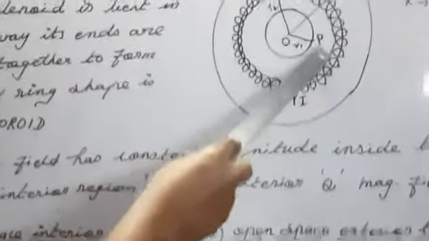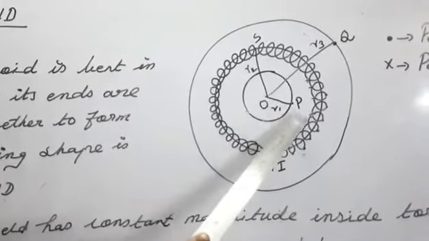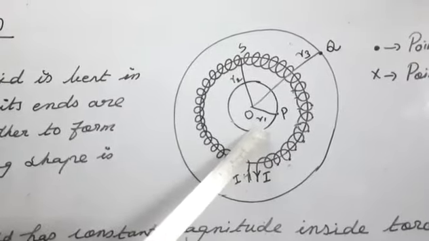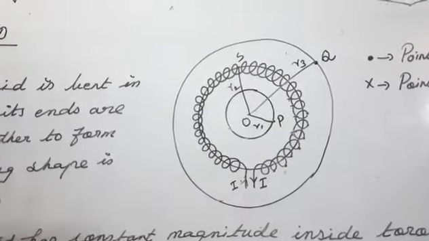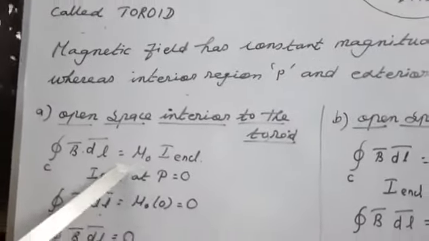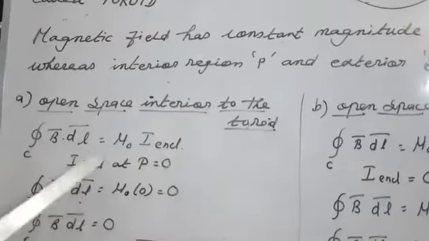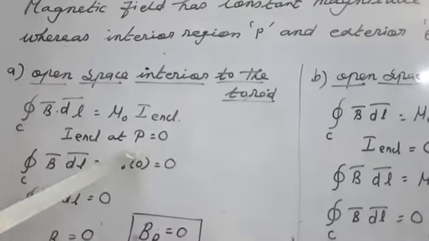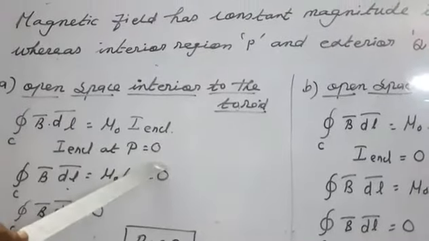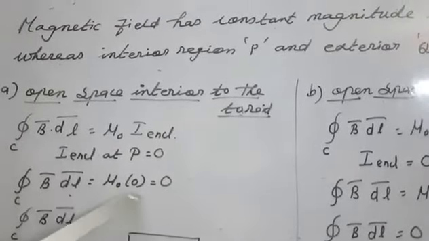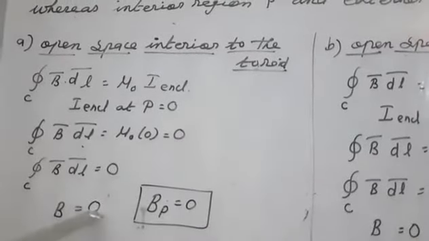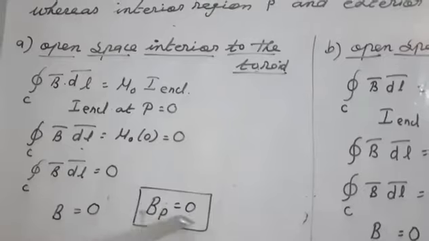At this point we can consider a loop. In this loop the radius from the center position is r1. According to Ampere's circuital law, the closed integral of B vector dot dl vector equals mu naught I enclosed. Here I enclosed is 0 because at P the current value is 0. Therefore, when we substitute the 0 value in the formula, B is equal to 0. Therefore, the magnitude BP equals 0.